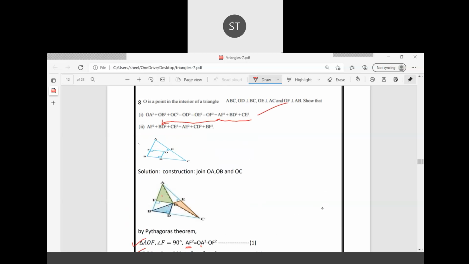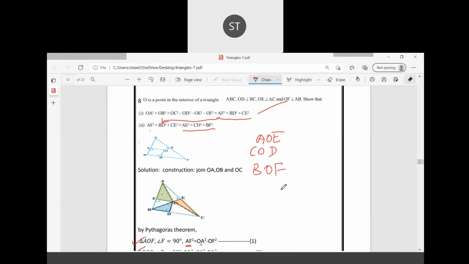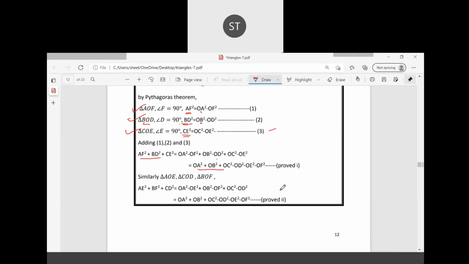The right side must be equal to AE square plus CD square plus BF square. The same rule we are applying here, but here AOE is there. Last time it was AOF we had taken. So AOE is the triangle we have to take. COD is the second triangle, then BOF is the third triangle. We apply the Pythagoras theorem once again: triangle AOE, triangle COD, triangle BOF, and from there AE square, BF square, CD square we write directly.